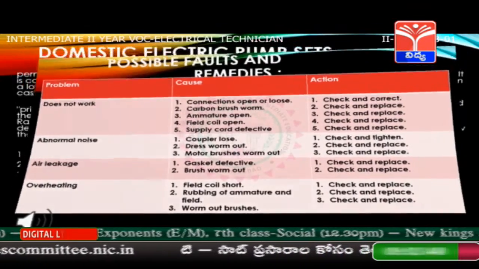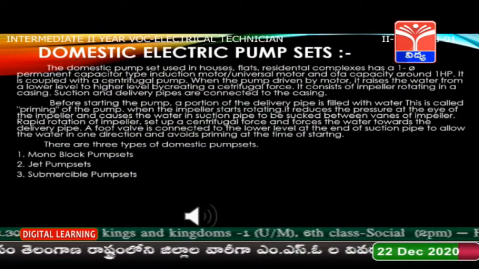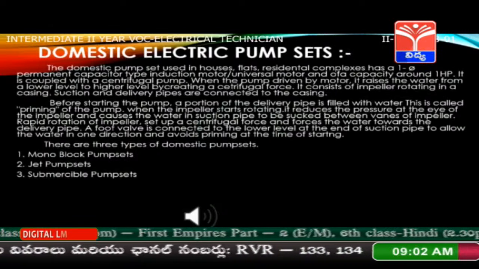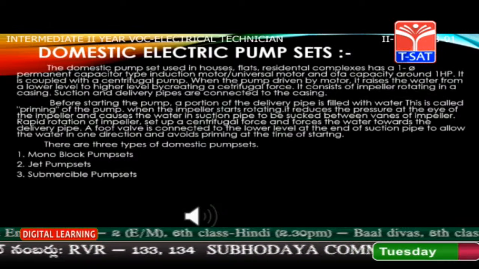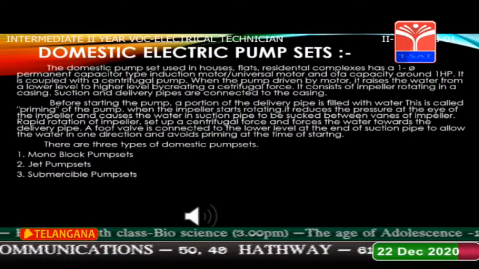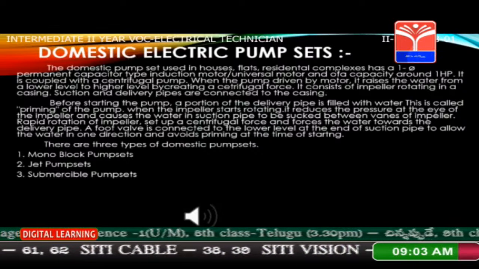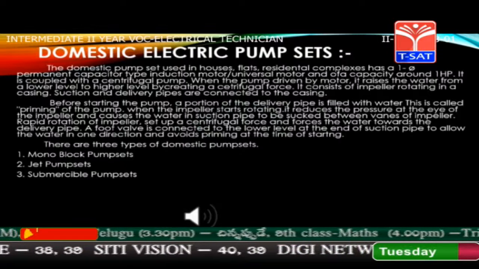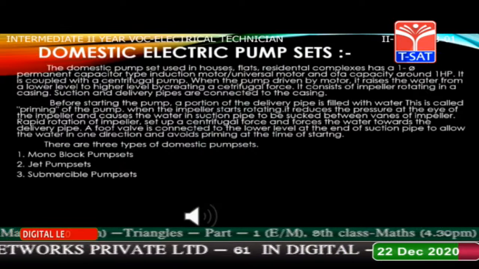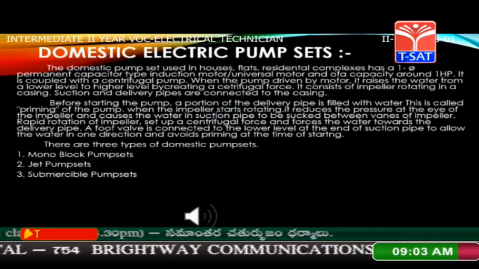Domestic electric pump sets. The domestic pump sets used in houses, flats, residential complexes have a single phase permanent capacitor type induction motor or universal motor, of a capacity of around 1 HP. It is coupled with a centrifugal pump. When the pump is driven by the motor, it raises the water from a lower level to a higher level by creating a centrifugal force. It consists of an impeller rotating in a casing.